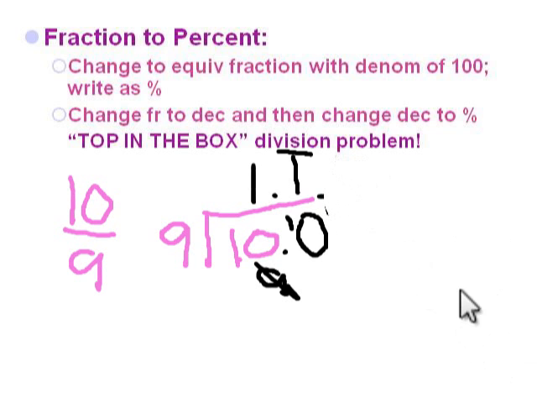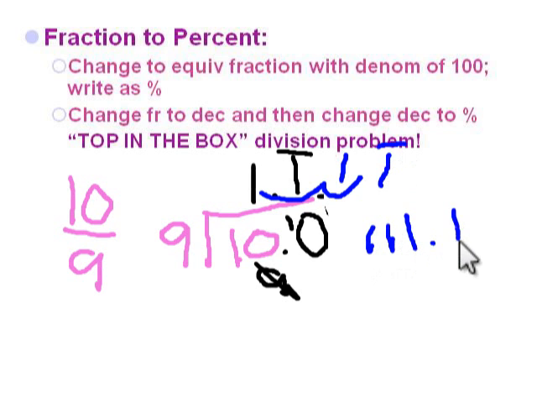So how do I change this into a percent now? I take the decimal point. I move it 2 places to the right. 1, 2. I need to fill in this spot with a 1. And I need to have at least 1 after the decimal point that's going to repeat. So this is 111.1 repeating percent.